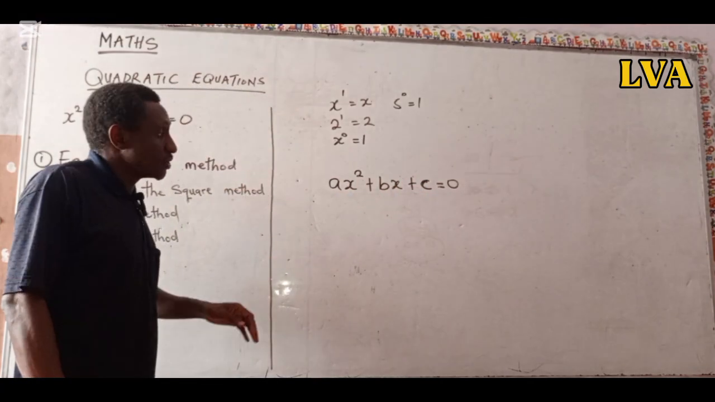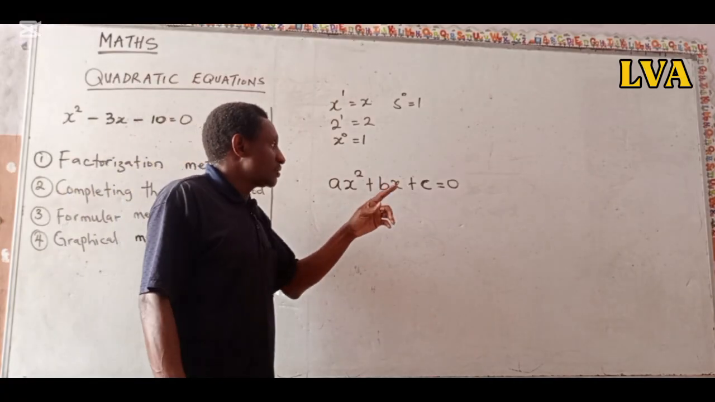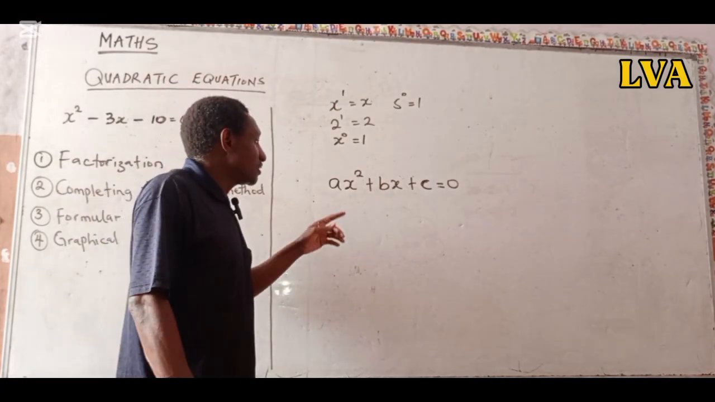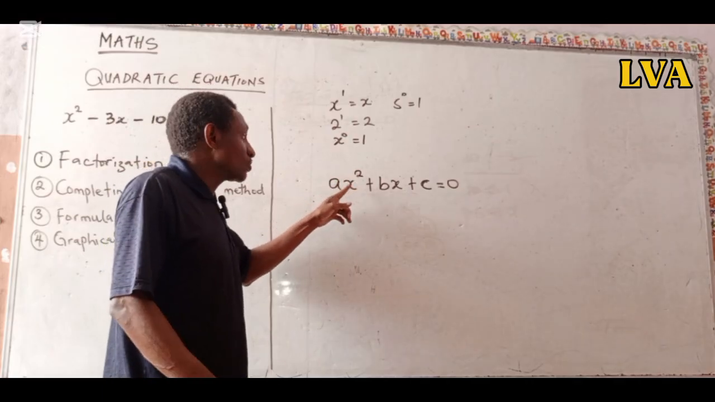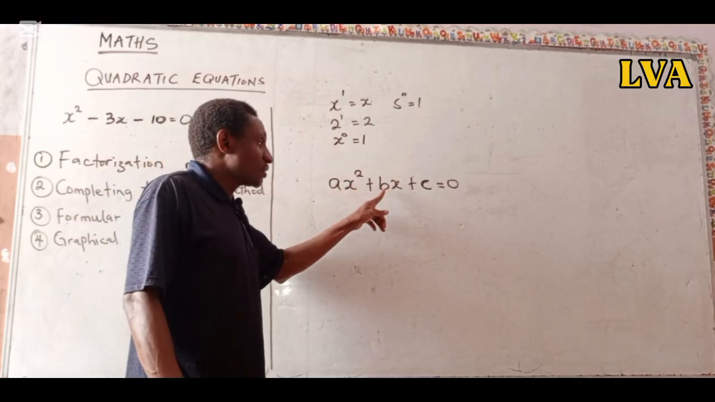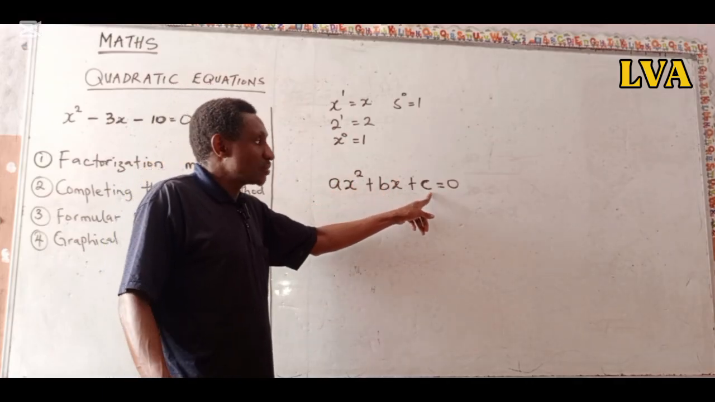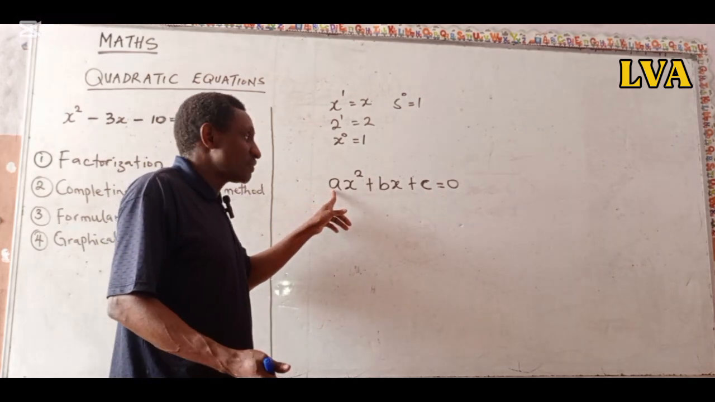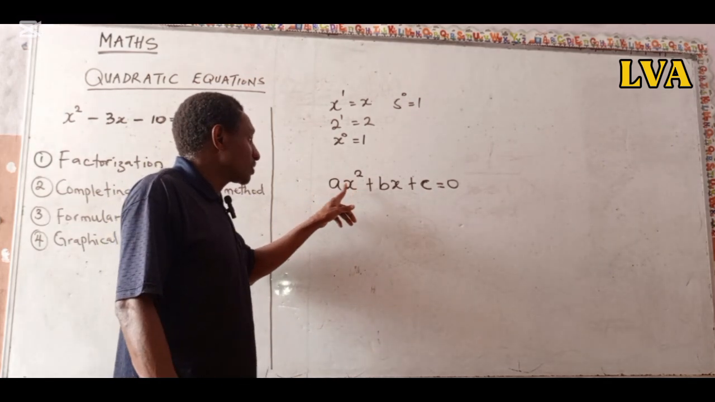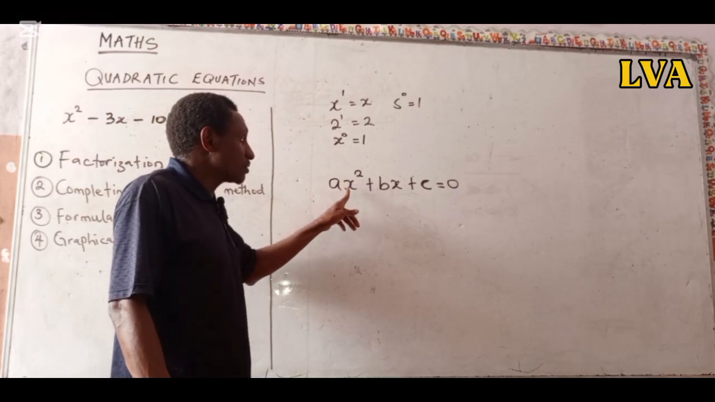So that's quadratic equation. Then you also observe that I put ABC. The A there is the name we give to the coefficient of x squared, the coefficient of x to the power 1 we call B, and the coefficient of x to the power 0 we call C. A coefficient is a number attached to the unknown. So A is attached to x squared, so A is the coefficient of x squared.